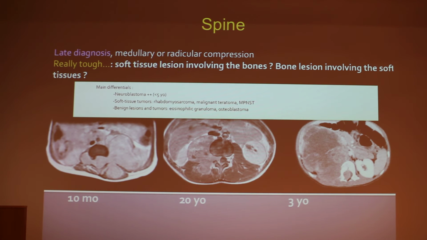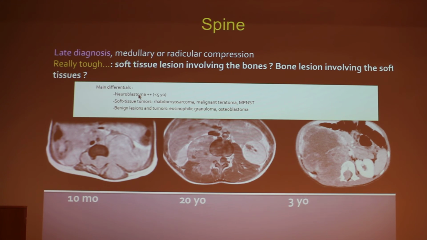MR studies involving the spine are really tricky too, because whenever you have a malignant tumor of the spine, you often have a late diagnosis, or you diagnose the lesion when you are having a compression, especially medullary or radicular compression. So it's really tough sometimes to say, like here in this example, if the lesion was starting from the soft tissue and growing to the canal, or the contrary. So sometimes it's really tricky. The main helpful sign is the age of the patient. Like here, I put you the main differentials.